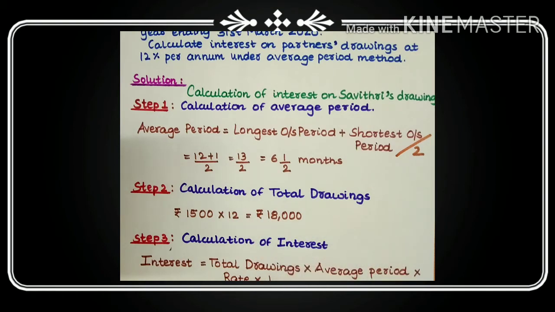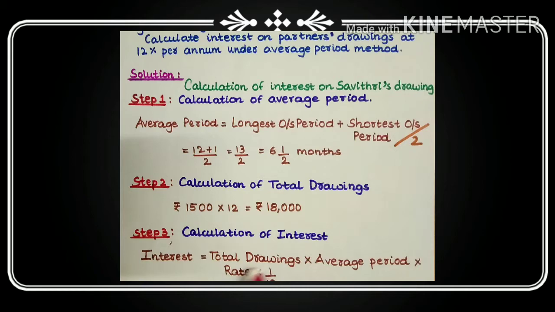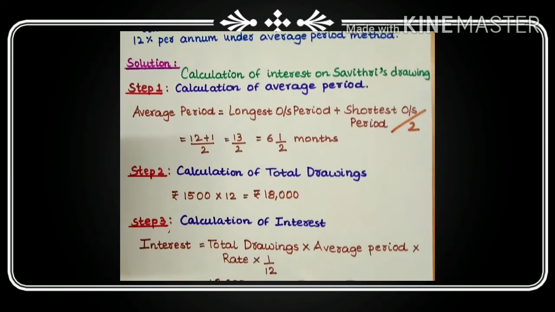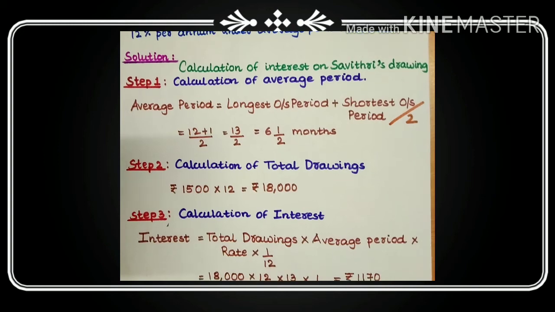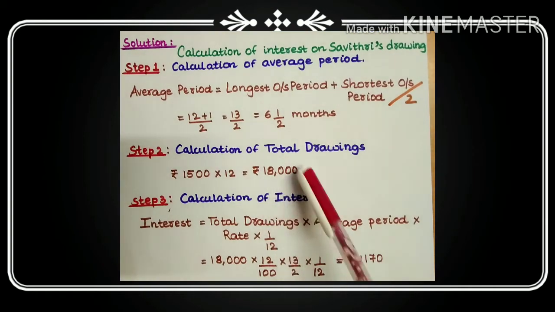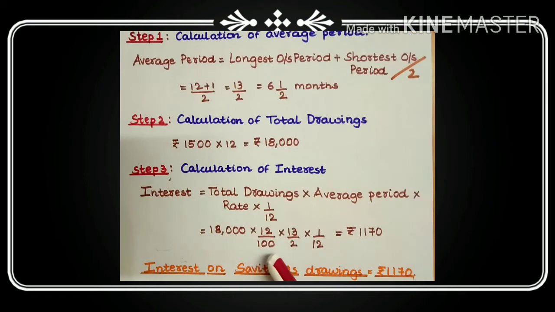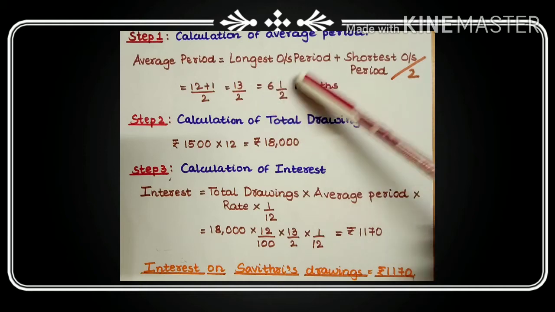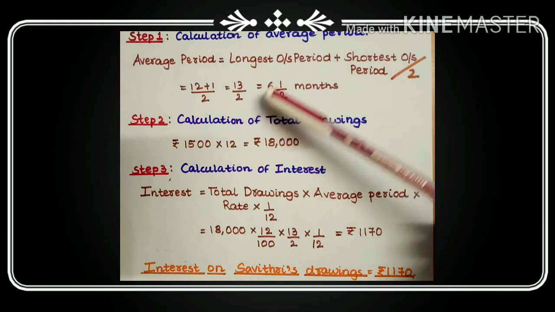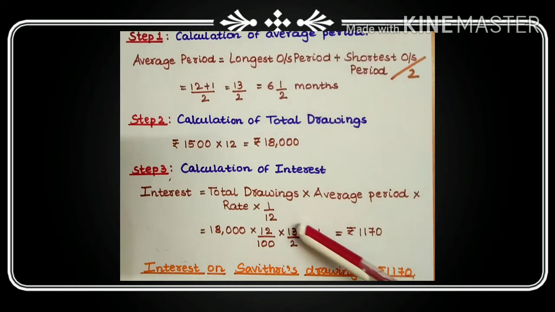Next, calculation of interest. Interest is equal to total drawings into rate into average period into 1 by 12. What was the total drawings? 18,000. At what percent have they given? At 12% per annum, so 12 by 100. Average period is 6.5, so for simple calculation I'll take 13 by 2, into 1 by 12. So 18,000 into 12 by 100 into 13 by 2 into 1 by 12 is nothing but rupees 1170. So interest on Savitri's drawings is rupees 1170.